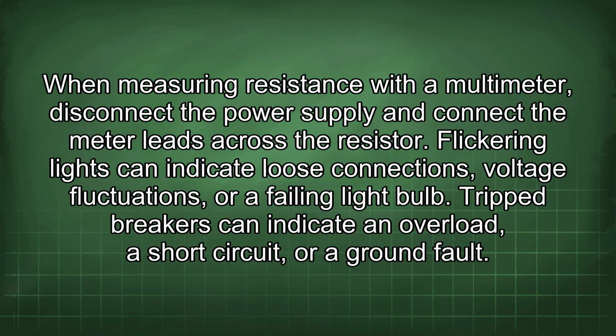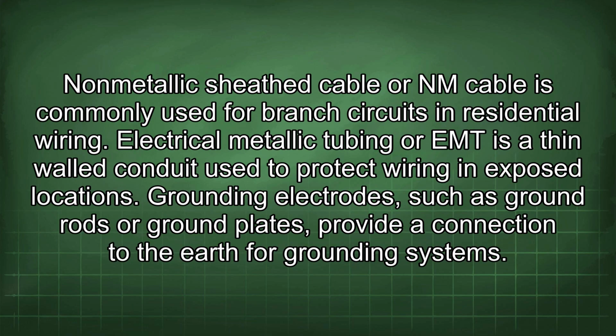Flickering lights can indicate loose connections, voltage fluctuations, or a failing light bulb. Tripped breakers can indicate an overload, a short circuit, or a ground fault. Non-metallic sheathed cable or NM cable is commonly used for branch circuits in residential wiring. Electrical metallic tubing or EMT is a thin-walled conduit used to protect wiring in exposed locations.